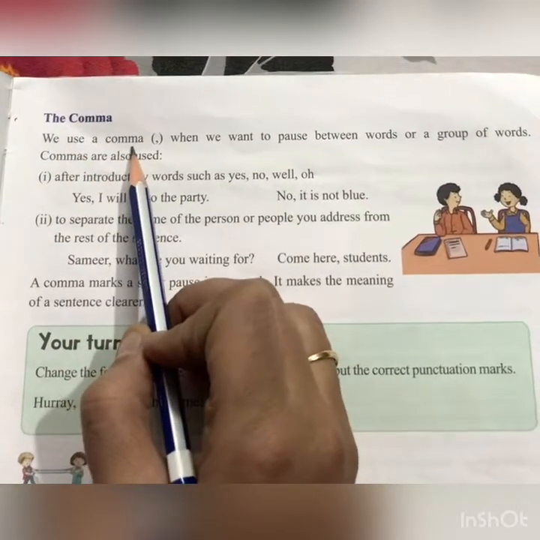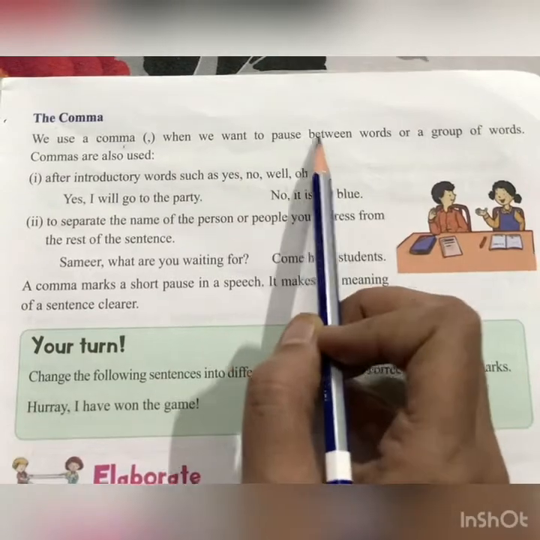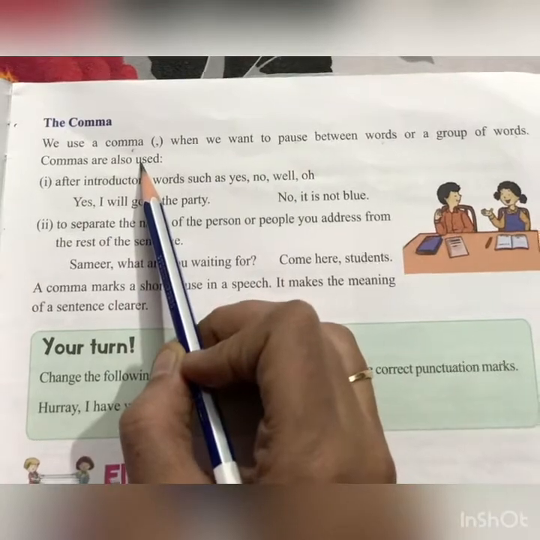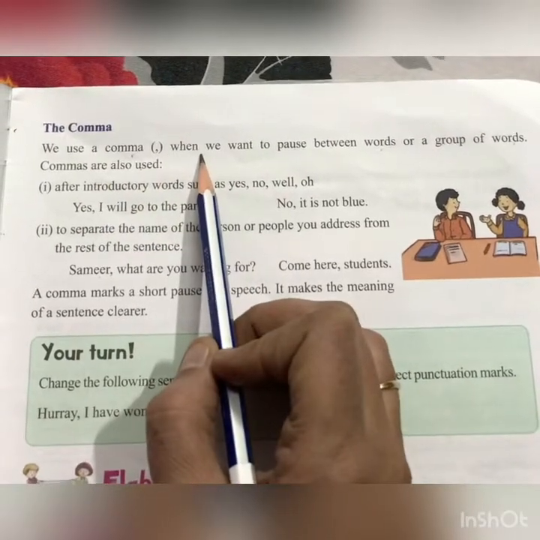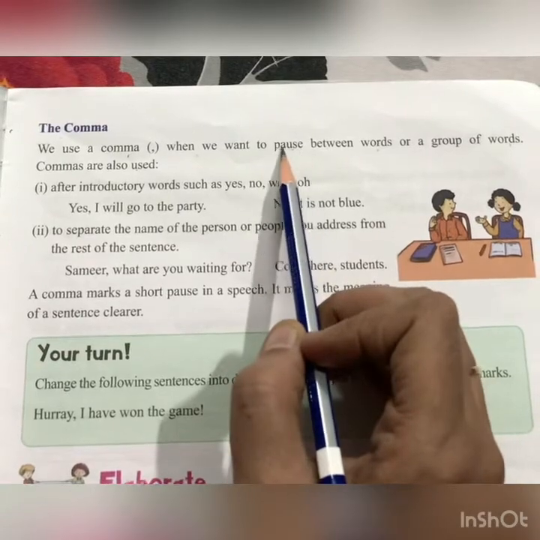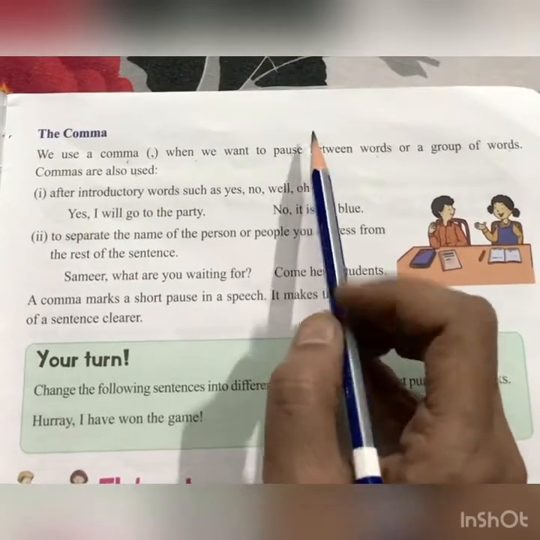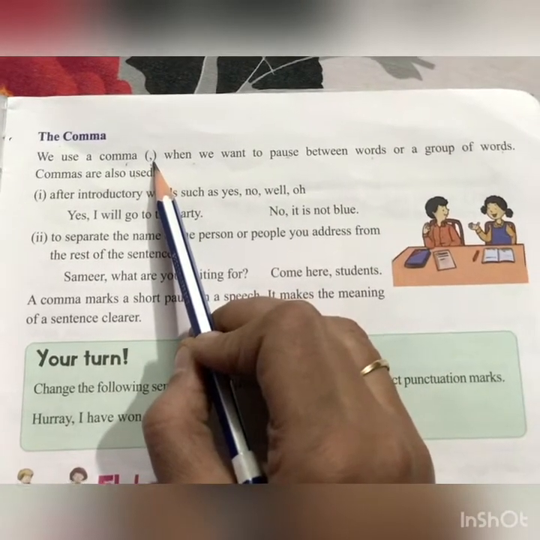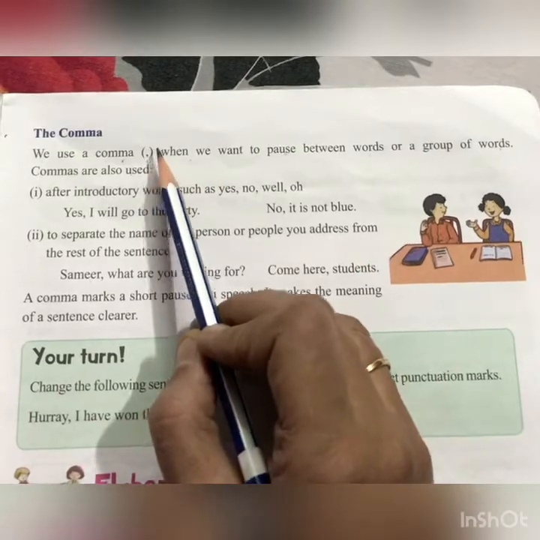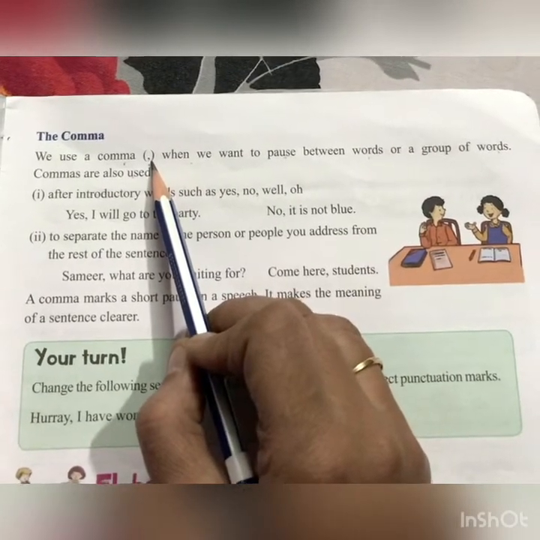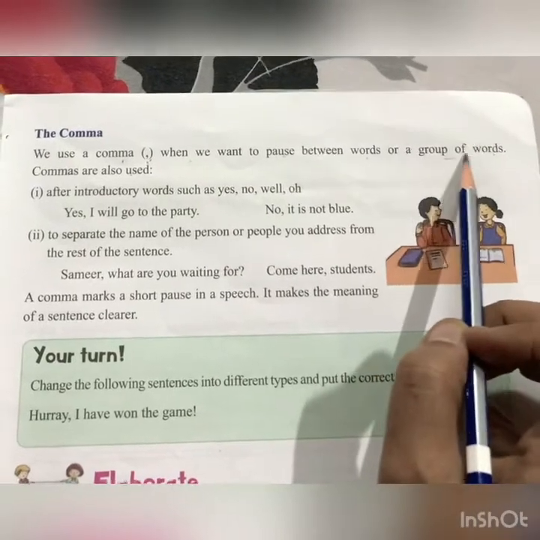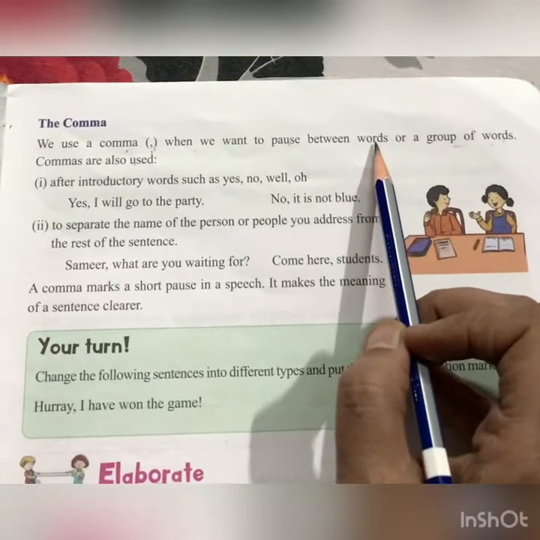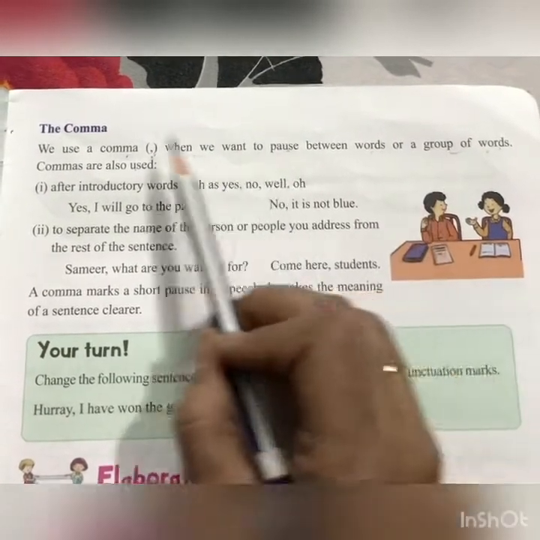We use a comma when we want to pause between words or group of words. Okay children, so where we use comma? When we want to give a pause, जब हम कहीं रुकना चाहते हैं तो वहाँ पे हम क्या लगाते हैं? Comma. Okay, and during reading also, when there is comma, always give a small pause. Okay, or where there is a group of words, like as I have already given you the examples, when we give choices, so there also we put comma.